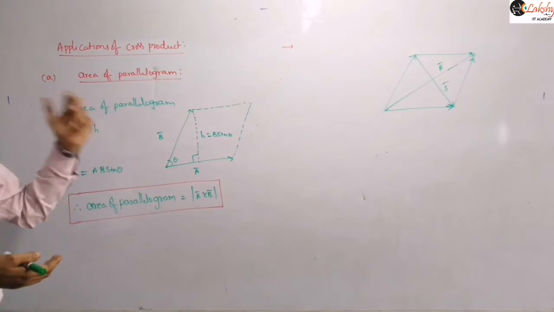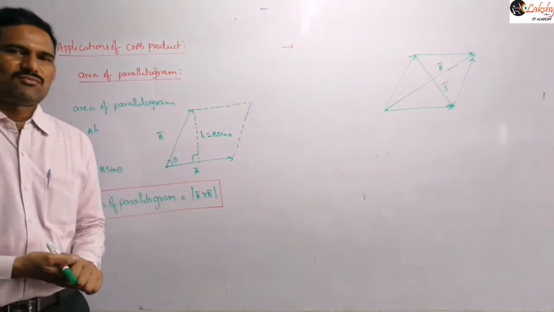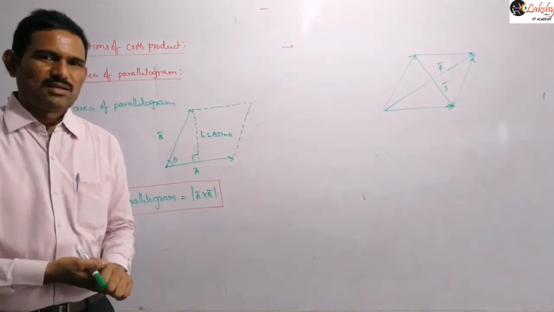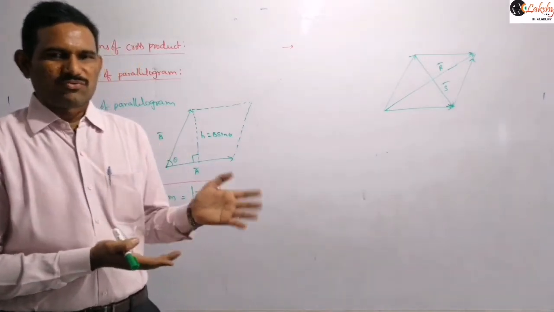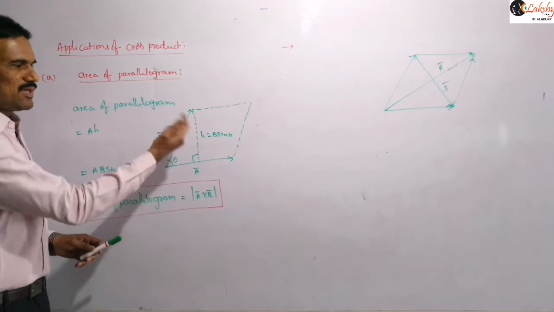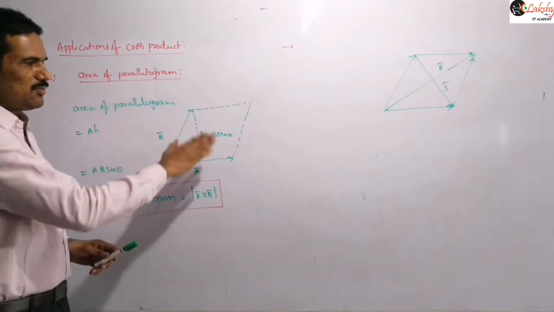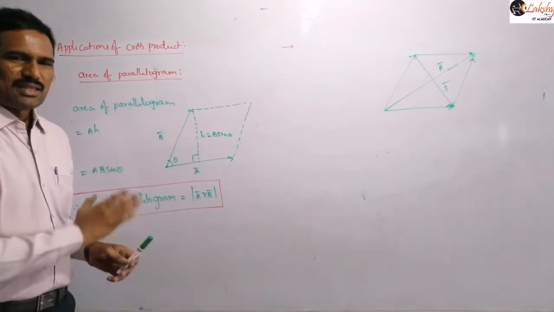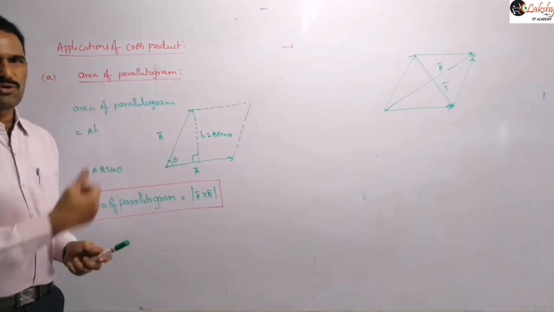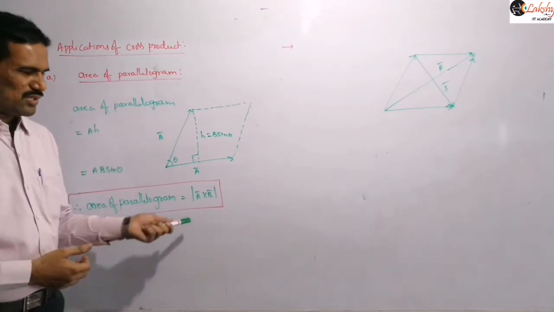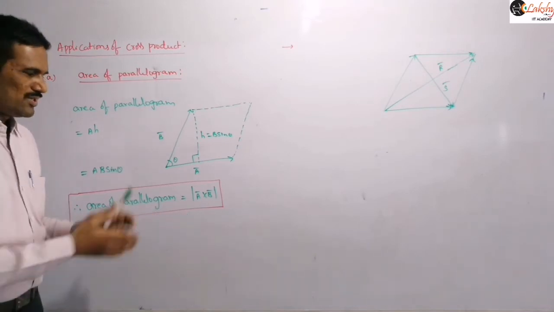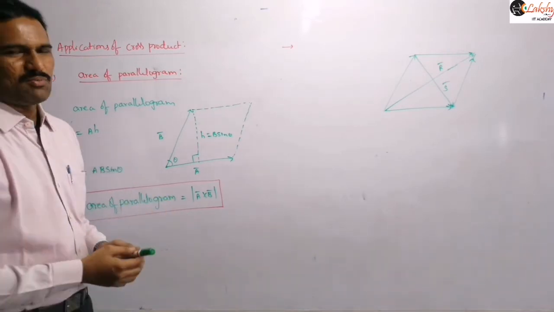And actually in second year, when we discuss Gauss law, we consider this area as a vector quantity. That vector is normal to this plane. If suppose the A bar and B bar parallelogram is lying in this plane, then the area vector is taken to be normal to that plane. So we can treat area as a vector quantity also. Its magnitude is given by mod of A bar cross B bar.